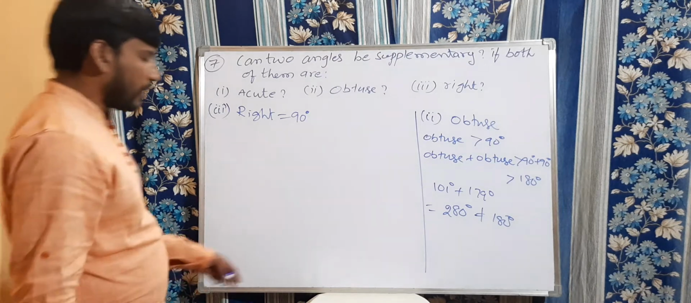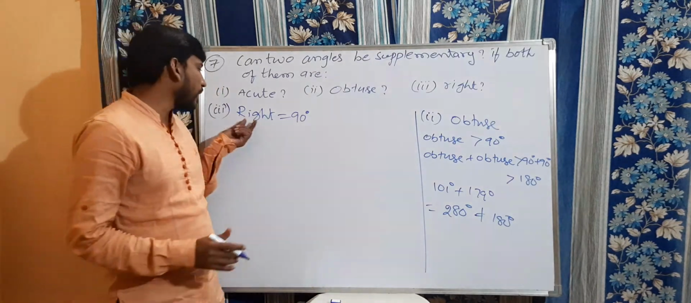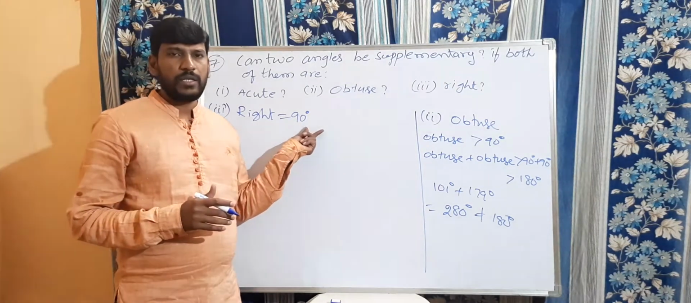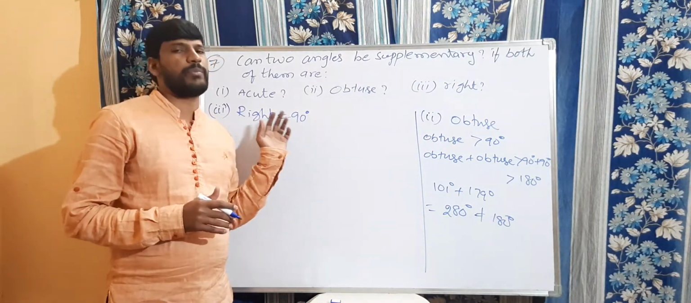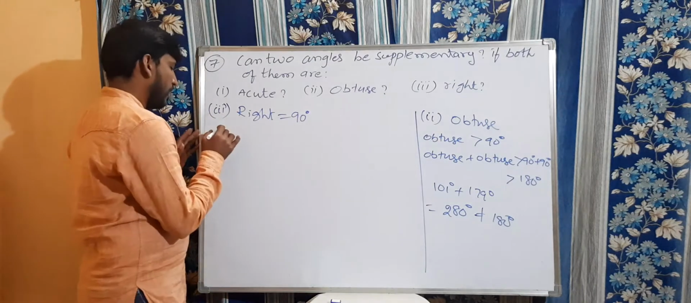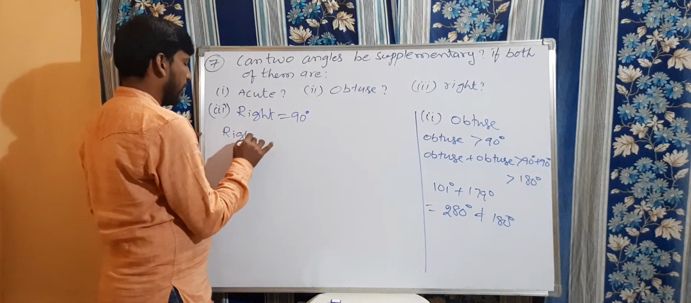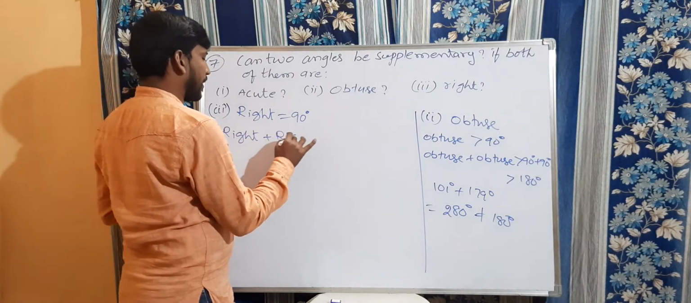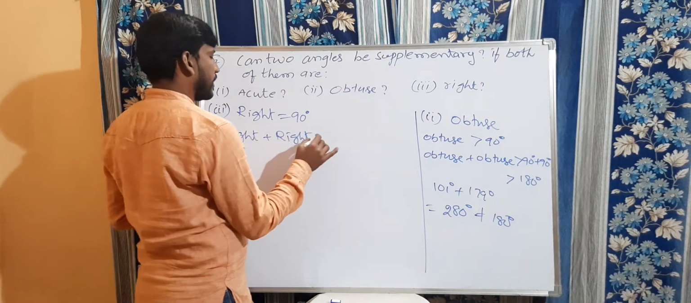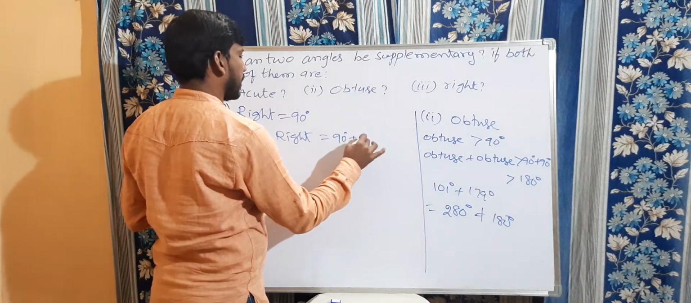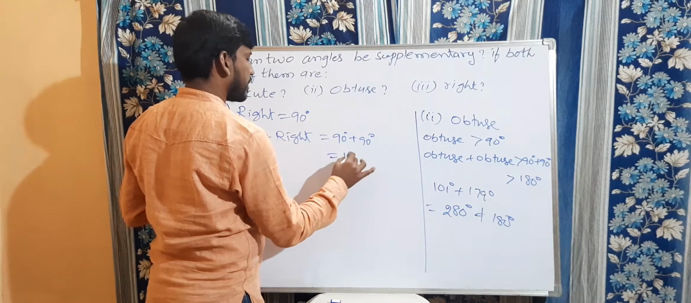The third one is the right angle. We know that a right angle is equal to 90 degrees. Now whether the sum of two right angles will become 180 or not, let us discuss. Right angle plus right angle is equal to 90 plus 90, which is nothing but 180 degrees.